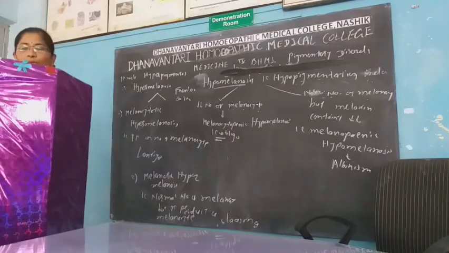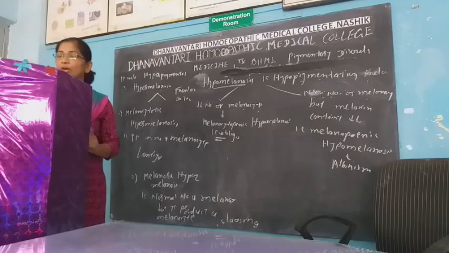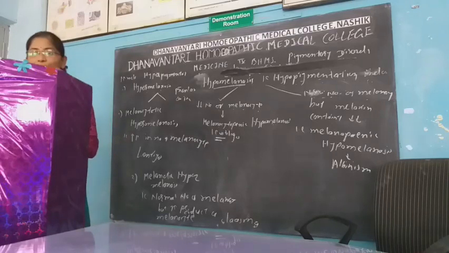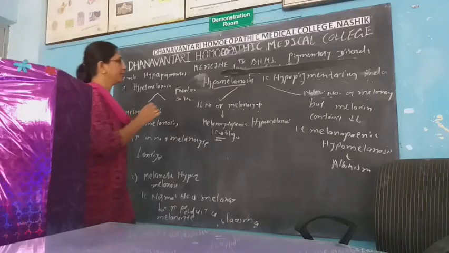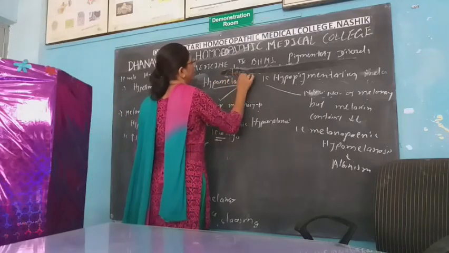Good morning. Today's topic is pigmentary disorder. Melanin plays an important role in deciding the color of the skin. Pigmentary skin disorder occurs due to either an increase or decrease in the melanin pigment of the skin. Depending upon that basis, pigmentary disorder is classified into two types.